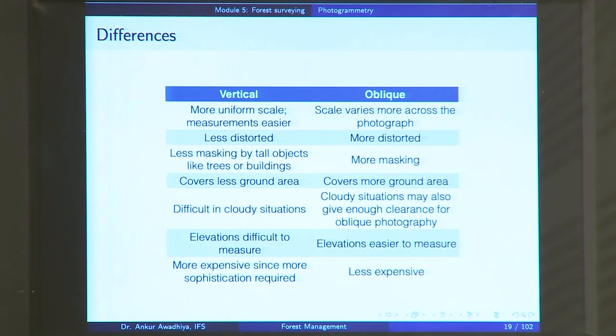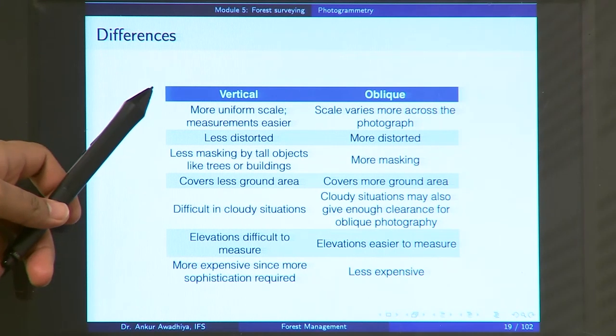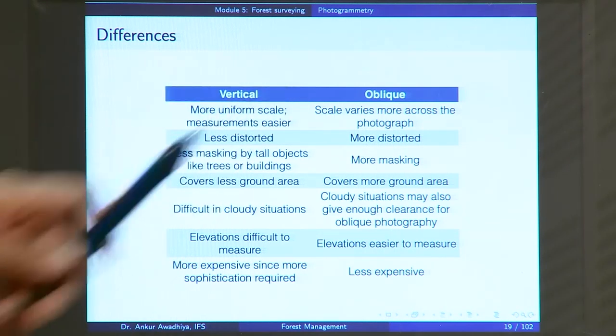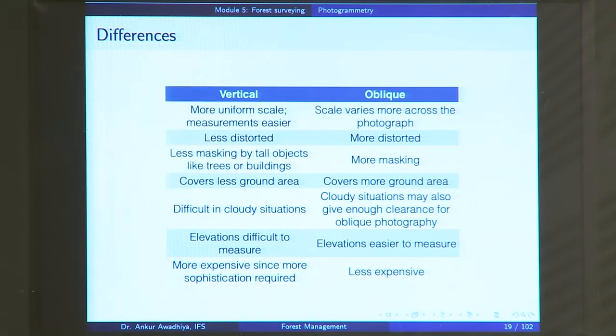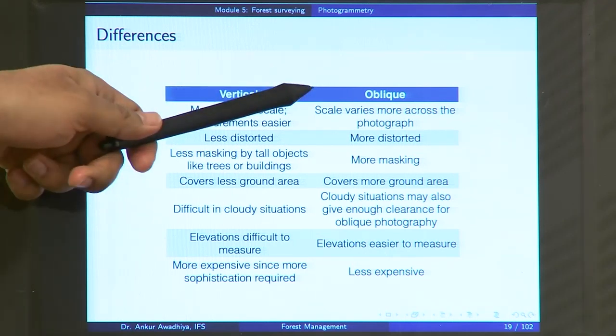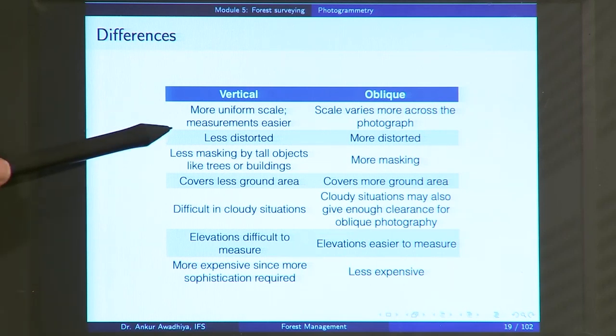So typically we go with either a vertical orientation of the camera or an oblique orientation of the camera. Now, in the case of a vertical orientation, there is a more uniform scale, the measurements are easier. In the case of an oblique orientation, the scale varies more across the photograph, and so it is difficult to take measurements. You can make use of these images for, say, interpretation purposes, but if you want to use these images for taking measurements, then it becomes difficult. So there is more computation that needs to be done to be able to measure things on an oblique photograph. The vertical photograph is less distorted, the oblique photograph is more distorted.